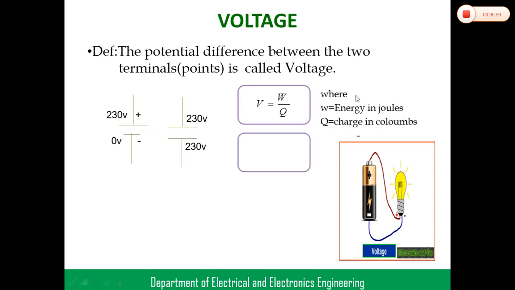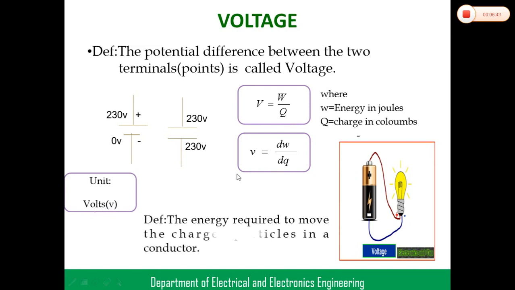Coming to the equation, the voltage V is equal to W by Q, where W is the energy in joules and Q is the charge in coulombs, right? We can write the voltage as dW by dQ, where dW is the change in energy and dQ is the change in charge. So the voltage can be rewritten as dW by dQ. We all know that the unit of voltage is the volt, that is V, right?